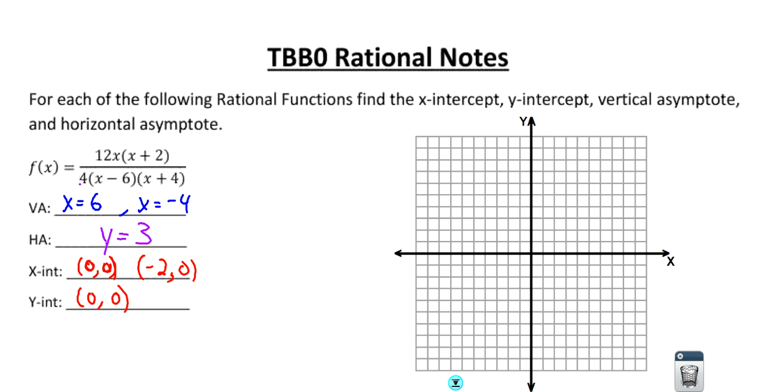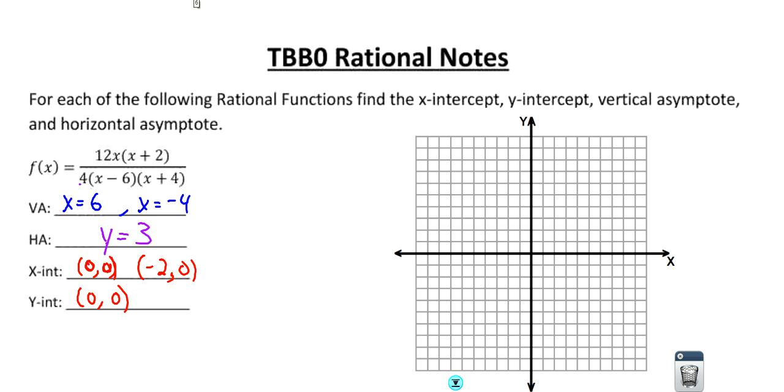Okay, so we're using the information that we found in yesterday's class. We have this rational function right here. We're going to use the vertical asymptotes, the horizontal asymptotes, the x-intercepts, and the y-intercepts to graph our function.